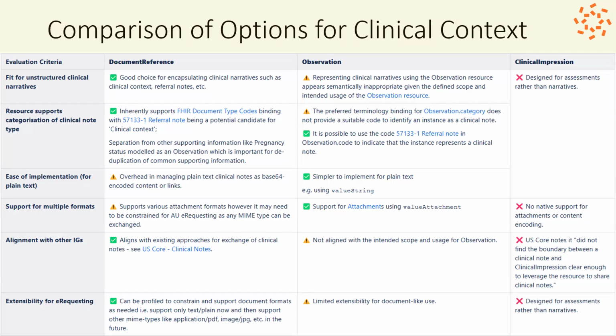So for me, it confirmed the value in the additional clinical context, the supporting information in support of these diagnostic requests, and the broad nature of clinical context supports the use of document reference. If we were to model all of those things as observations, to me, it seems a little bit wonky. But yeah, keen to hear other people's thoughts on that.